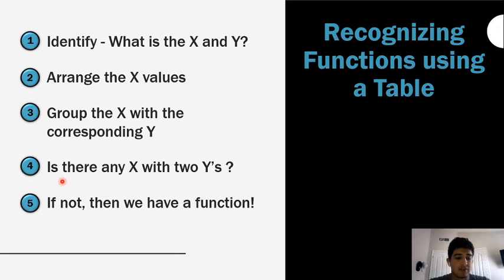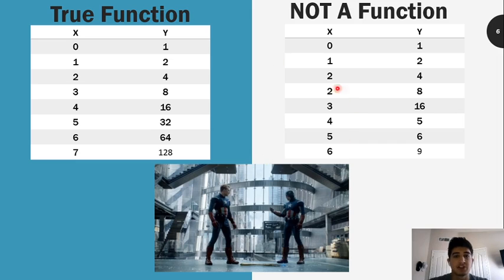Secondly, you have to identify: does any of your x's have more than one y, or two y's? And if not, then you have a function. We're going to go over a little example here. This is how you might see a function. You start going through your values: 0 has 1, 1 has 2, 2 has 4, 3 has 8, 4 has 16, 5 has 32. You start seeing that each x has only one y. So this is a true function.